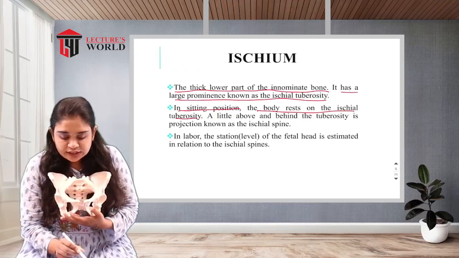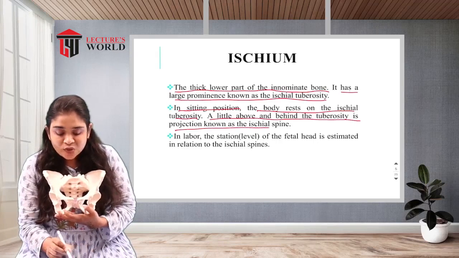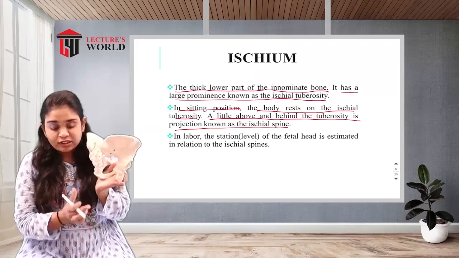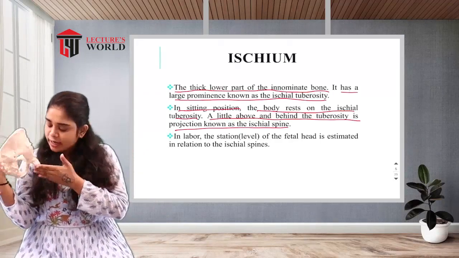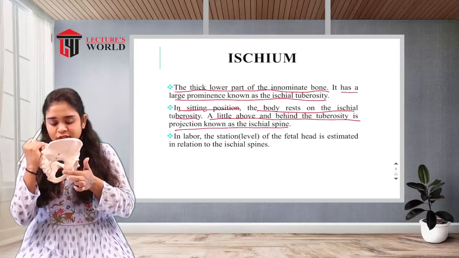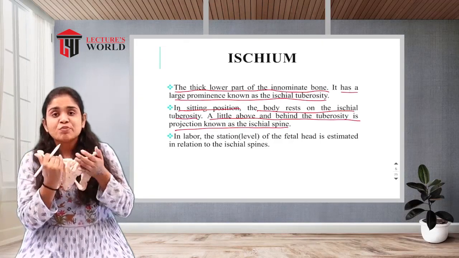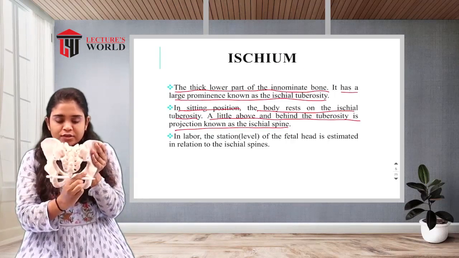A little above or behind the tuberosity, the projection is known as the ischial spine. So this is the ischial tuberosity, right? A little above, this portion they are talking about, is known as the ischial spine. Both ischial spines are there.